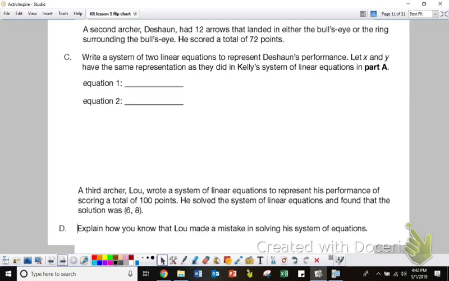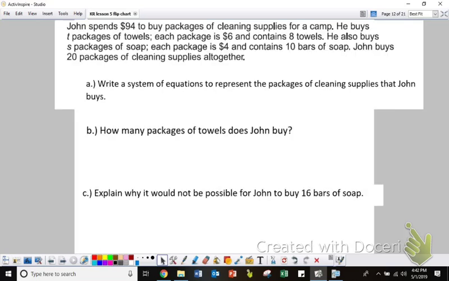Next, moving on. John spends $94 to buy packages of cleaning supplies for a camp. He buys T packages of towels. Each package is $6 and contains 8 towels. He also buys S packages of soap. Each package is $4 and contains 10 bars of soap. John buys 20 packages of cleaning supplies all together. So that's the total number of packages that he bought. Write a system of equations to represent the packages of cleaning supplies that John buys.